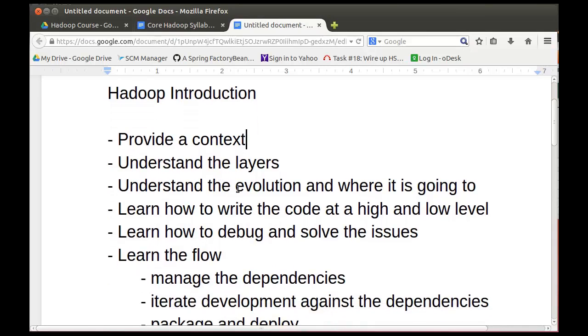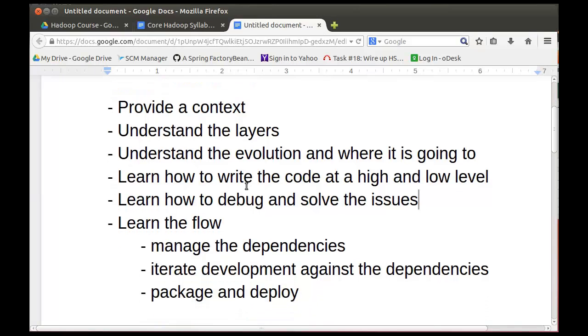We understand the evolution, because we can't understand the complexity of Hadoop unless we understand how it's evolved from its initial source code. Then, talking of source code, we learn how to write the code at both a high and a low level. We look at the low level Java, and then we look at the higher level scripting language. Then, when we are getting our source code working and we have some demonstration projects, we learn how to solve and debug the issues that arise when we write MapReduce and Hadoop ecosystem related code.